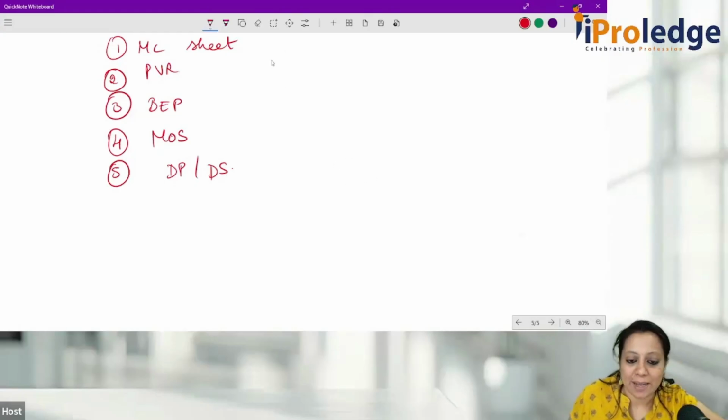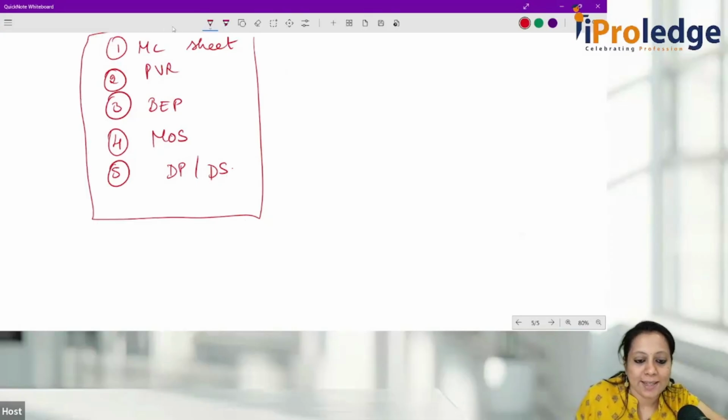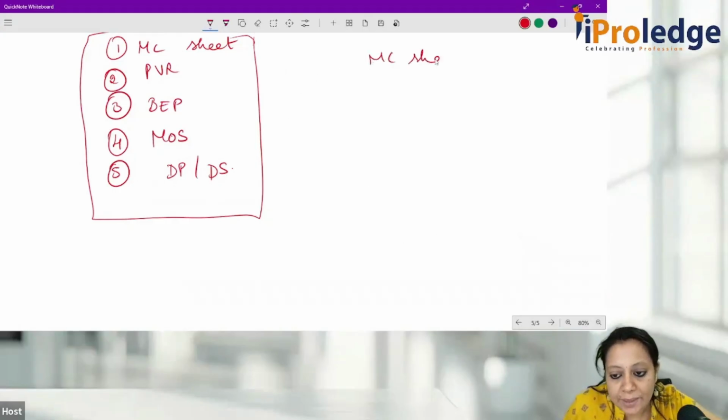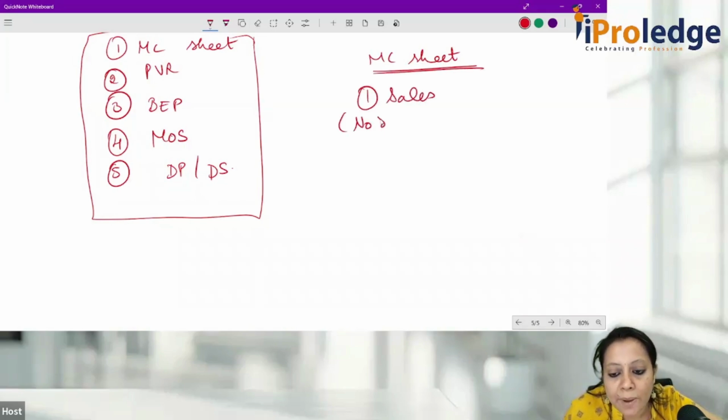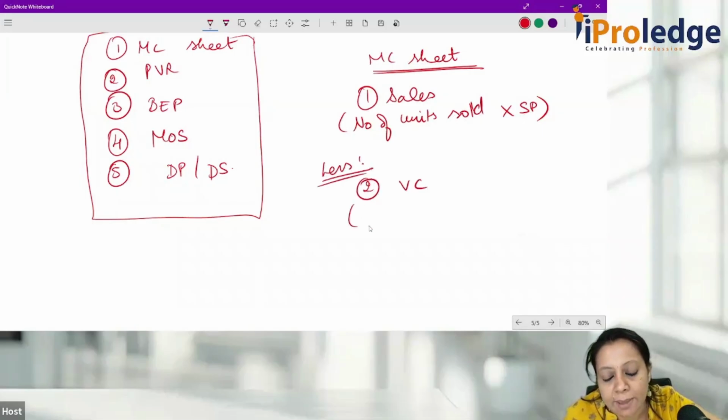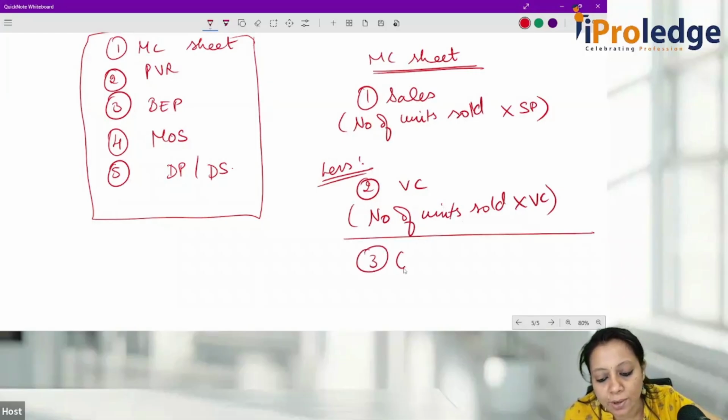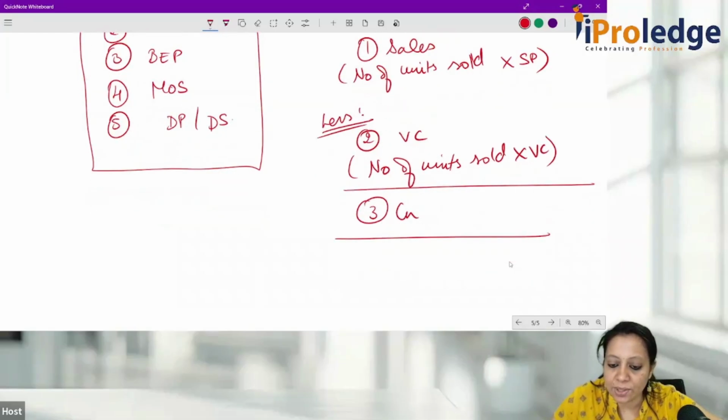So I will start from marginal cost sheet. In regular classes, I derive and show BEP and all that, but now we don't have the time for it. So I'll just get you through how to make it easy. Marginal cost sheet. We will start with sales. Sales is number of units sold into selling price, minus variable cost. Variable cost is also number of units sold into variable cost per unit. That will give me contribution, minus fixed cost.